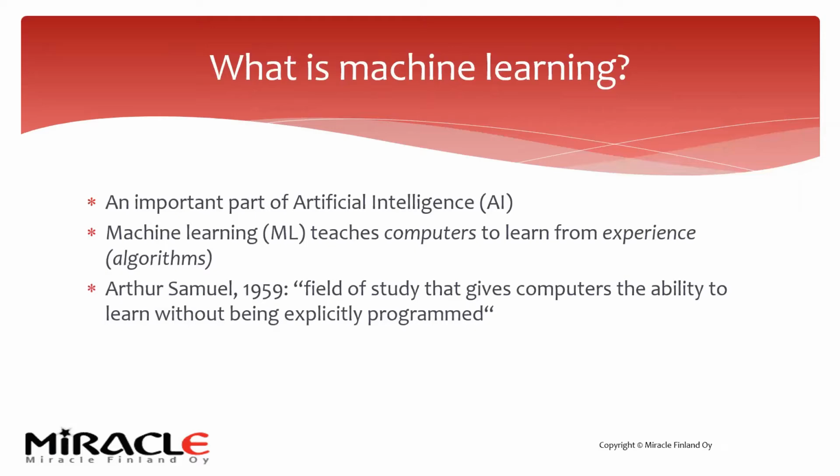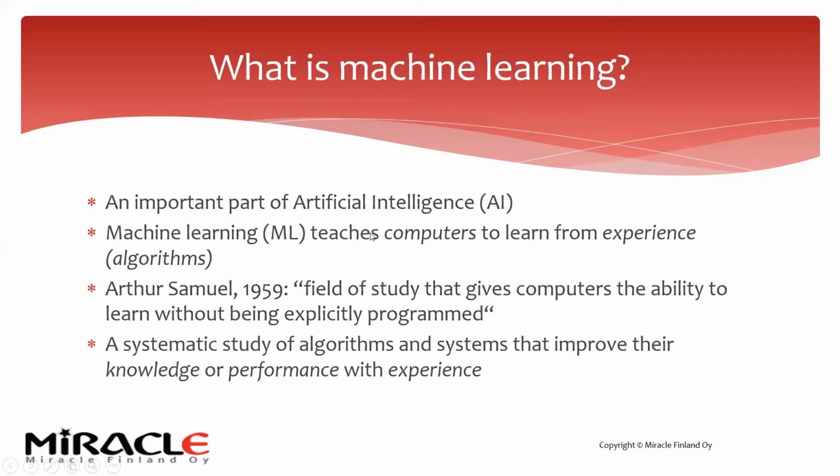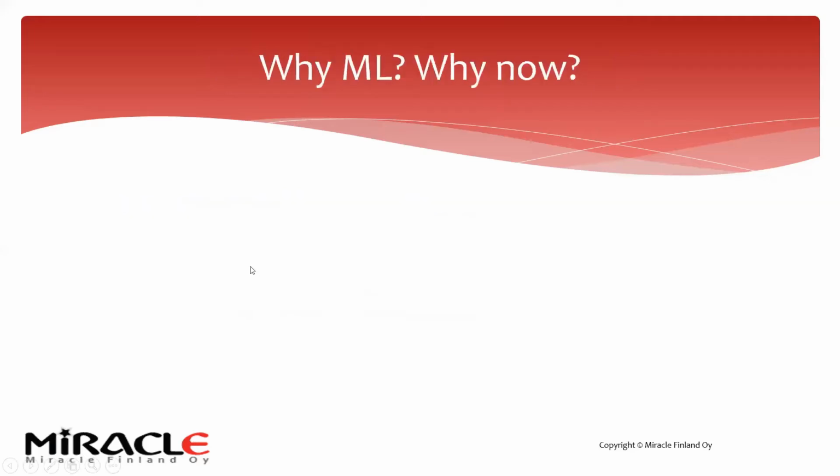In 1959, Arthur Samuel said that it's the field of study that gives computers the ability to learn without being explicitly programmed. And yes, it was 1959, so this is not a new topic, even though it's a very popular topic nowadays. It's a systematic study of algorithms and systems that improve their knowledge or their performance with experience. These are usually the definitions I use for machine learning, because when we talk about machine learning, people see it a little bit differently depending who's talking.